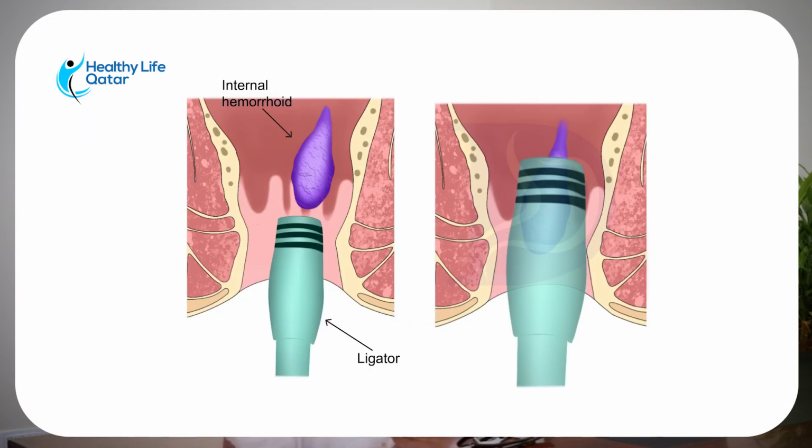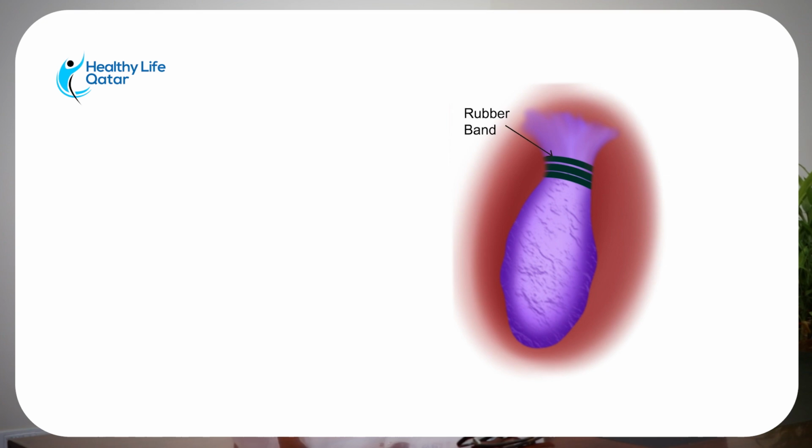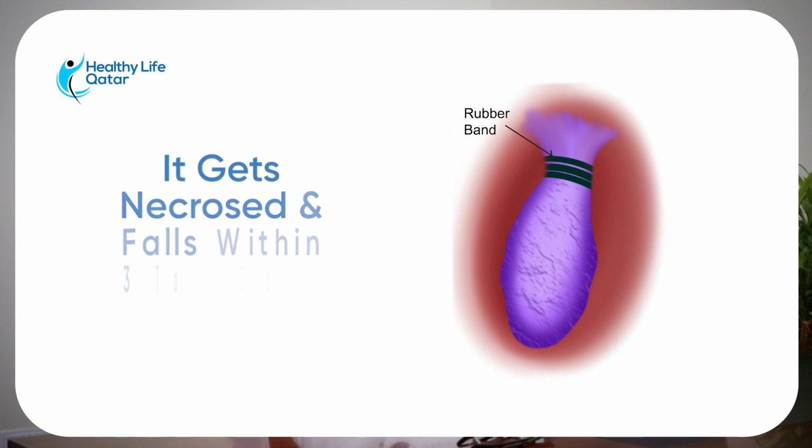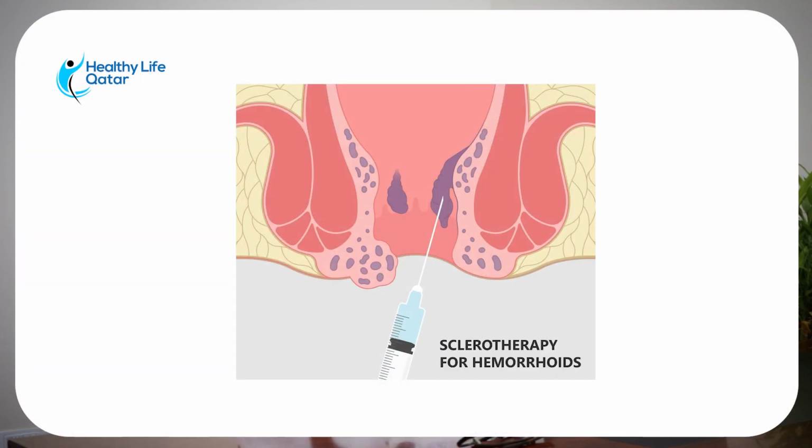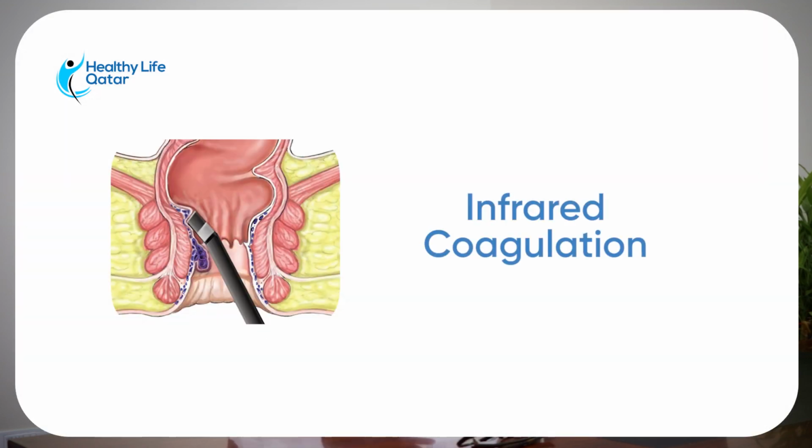available in treating hemorrhoids. The first one is rubber band ligation, where we put a rubber band around the base of the hemorrhoidal column, which is only used in case of grade 2 and grade 3 hemorrhoids. Once the rubber band is ligated at the base of the hemorrhoidal column, it gets necrosed and falls off within 3 to 5 days. And there is another minimally invasive procedure like sclerotherapy, where a sclerosant is injected into the hemorrhoidal mass, thereby it develops fibrosis and gets cured. And there are also other procedures like infrared coagulation.